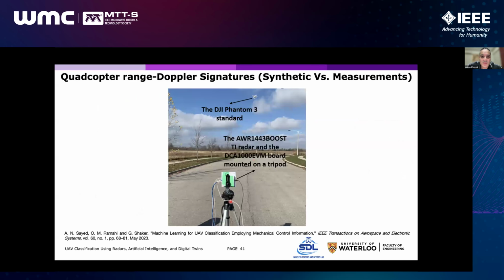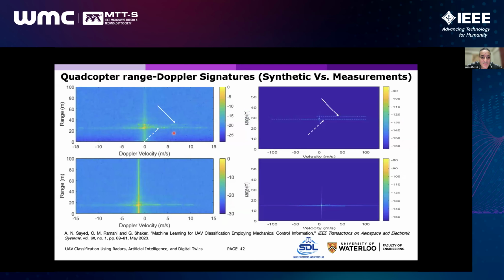We also conducted some measurements for the DJI Phantom 3 Standard drone using the AWR1443BOOST TI radar in the RIA area in Waterloo. And you can see here, for example, the throttle up motion: this simulation data and this measurement data are almost matching each other.